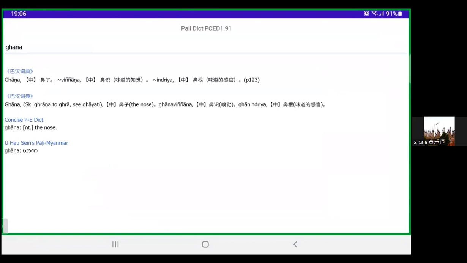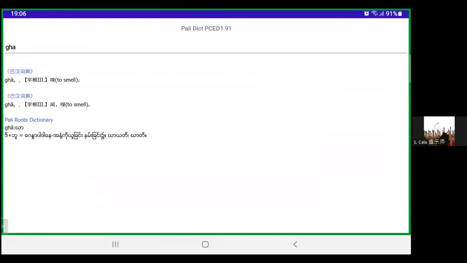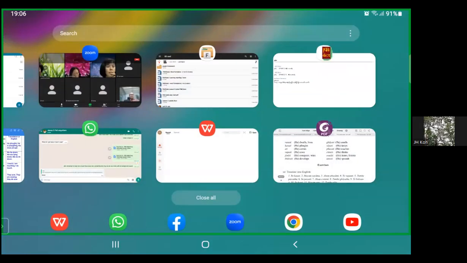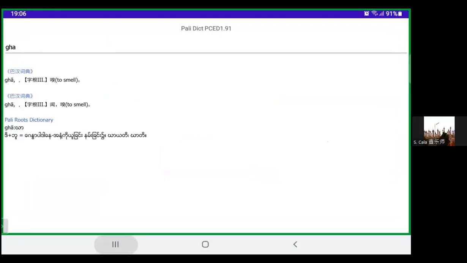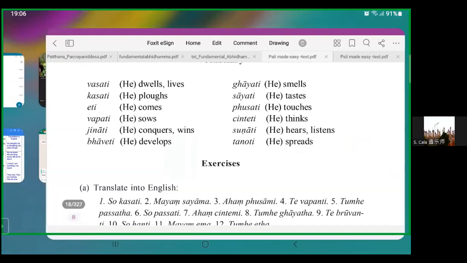Now you can see the root is the same, Ga. The root Ga has to do with the nose and also with smell. So look at the root Ga, all right? So it's correct to use it for "to smell." It's also correct to use Ghana. Ghana is nose, but we are talking about a verb here.